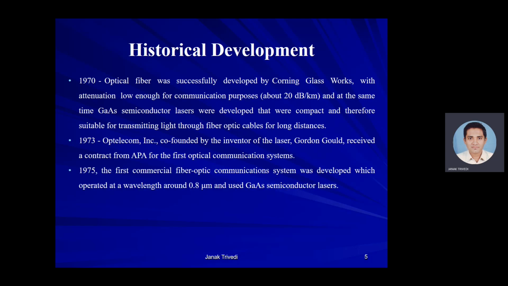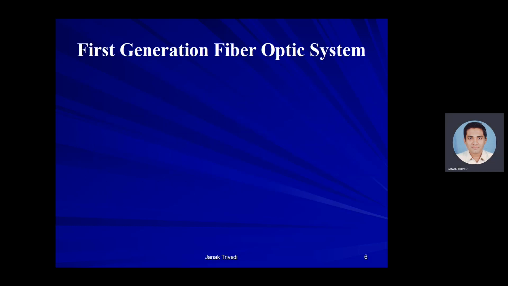After a period of research starting from 1975, the first commercial fiber optic communication system was developed, which operated at a wavelength around 0.8 micrometer and used gallium arsenide semiconductor lasers. That is nothing but the first generation fiber optic system.